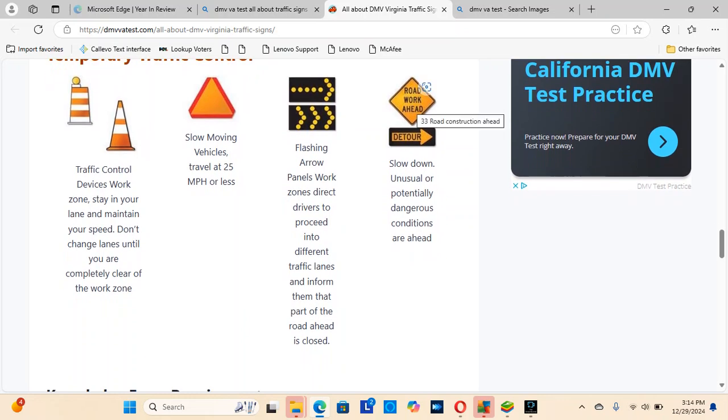And finally, when you see road work ahead or detour, be sure that you slow down because it means that there's construction coming up, and they'll have these signs about 1,000 feet before you reach the construction zone.